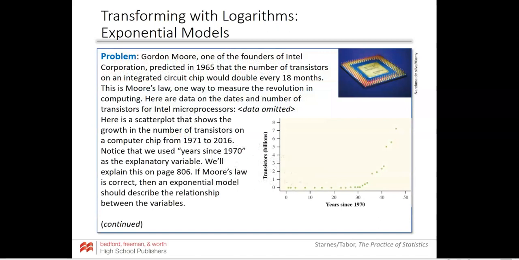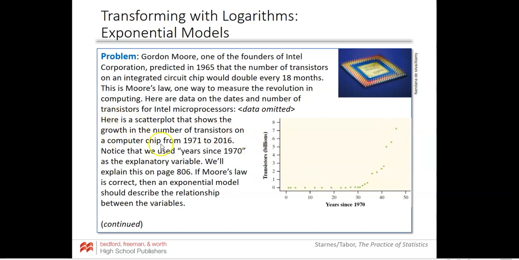But let's just look at a few examples here. Gordon Moore founded Intel, and observed that the number of transistors in an integrated chip circuit would double every 18 months. This is called Moore's Law. It helps us advance computing. Here are the data on the number of transistors, and here's a picture of it off to the right. You can see that at some point it starts becoming exponential growth, doubling every 18 months, evidently.